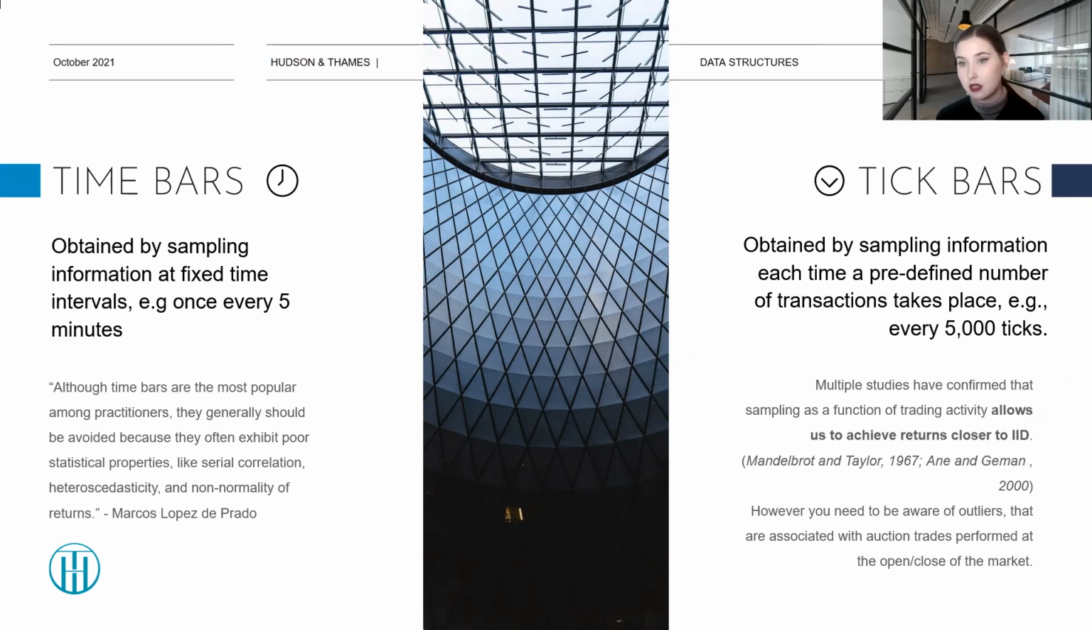So what's the alternative, you ask? One of the three alternatives is the tick bars. Tick bars are obtained by sampling information each time a predefined number of transactions takes place, for example, every 5,000 ticks. Multiple studies have confirmed that sampling as a function of trading activity allows us to achieve returns closer to an IID Gaussian distribution, as mentioned in Mandelbrot and Taylor as early as 1967, and in the 2000s, and many more. However, working with tick bars, you need to be aware of the outliers associated with them. For example, in some exchanges, at the opening and close of the market, auction trades are performed. And sometimes, while this auction trade can be worth thousands of ticks, it can be recorded as one tick, bringing in the instability and outliers that we're talking about.